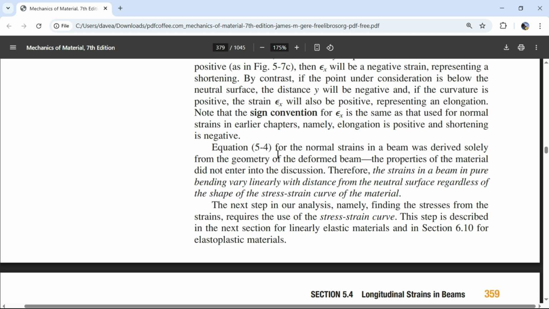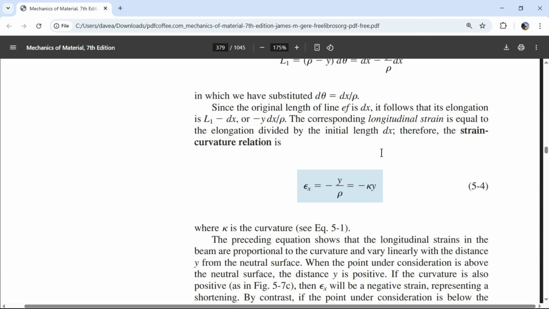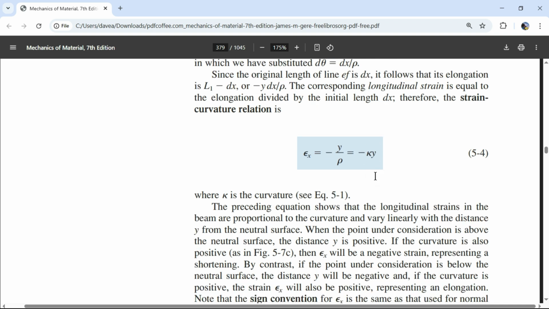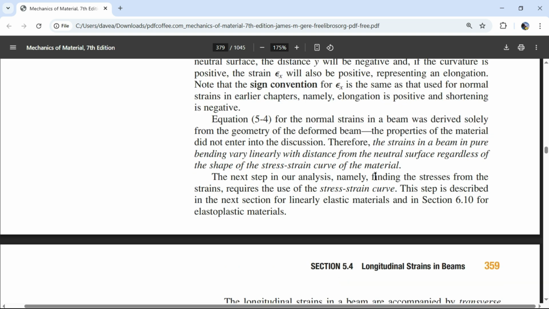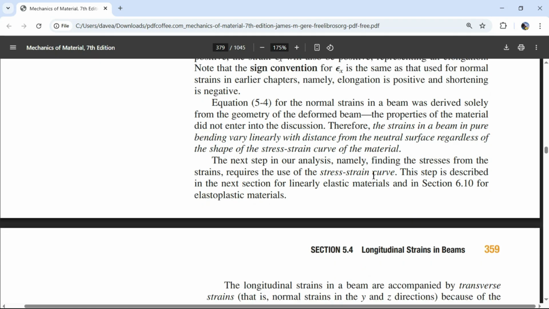Equation 5.4 for the normal strains. So this equation that we have, you're basically going to use it in this form. Strain is negative curvature times y, where y is your independent variable. You can go up or down from that neutral surface. So equation 5.4 for the normal strains in a beam was derived solely from geometry, and that's cool. That's what we just talked about. So I think that's pretty cool.